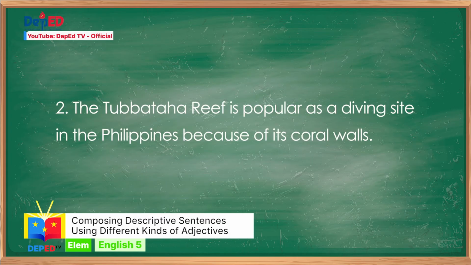Number 2, the Tubbataha Reef is popular as a diving site in the Philippines because of its coral walls. What type of adjective is popular? That is right. The adjective popular comes after the linking verb is, so we call it a predicate adjective.